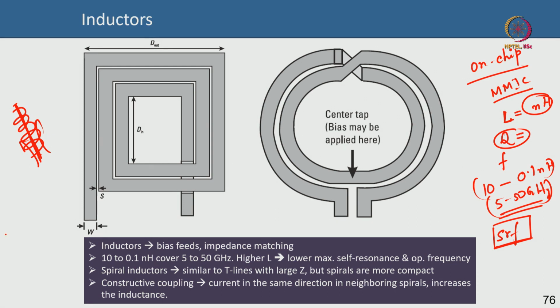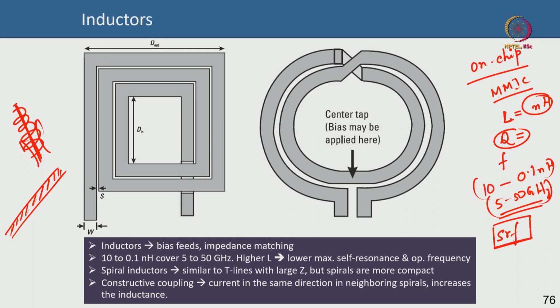You can have a simple straight metallic line, without any spiral, and that will also be an inductor because there is a ground plane. So there will be magnetic or inductive coupling, and you will be able to store magnetic energy in that line. So your metal line is also an inductor. The wire that you use for wire bonding the device is also an inductor. So everything, all the metal lines, are inductors.